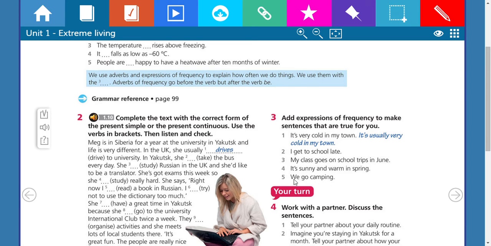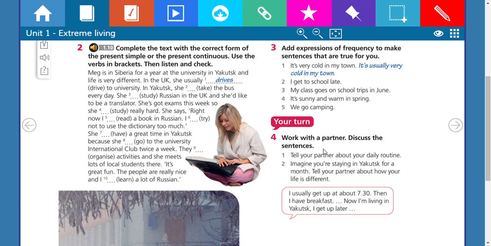Yes. Number 5, we go camping. We usually, it's a possibility, no? It's an example. We usually go camping. Maybe you can say it in a personal way, no, and you can answer me. Work with a partner. Discuss your sentences. Tell your partner about your daily routine.